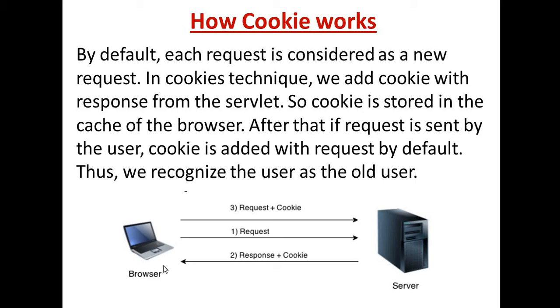So when we run the program and add the cookies at the client side, whenever we send a request, by default the cookie is sent with the request. So the particular information will be sent to the server, and whenever the second request is sent, by default it will be recognized as the first user, the second user or the third user.